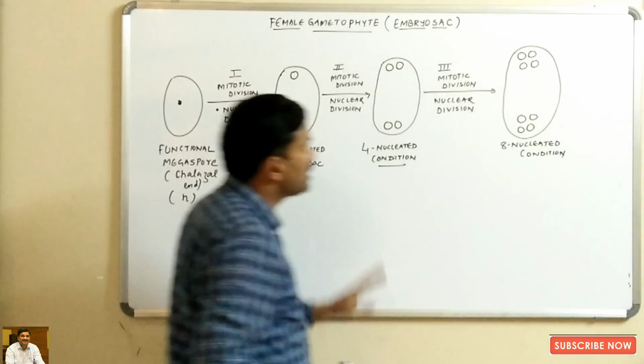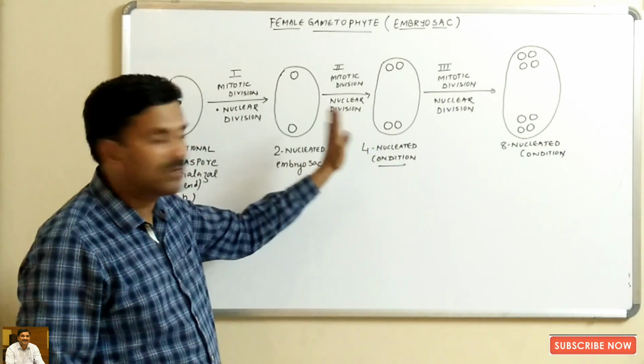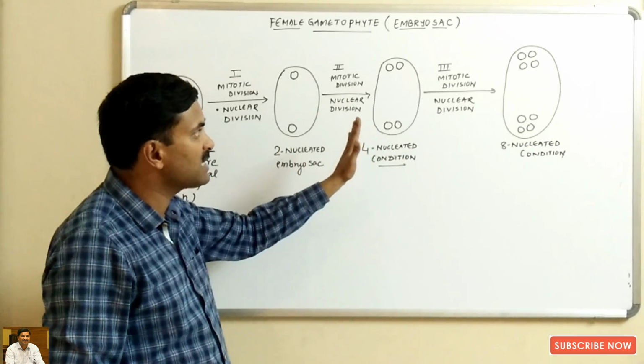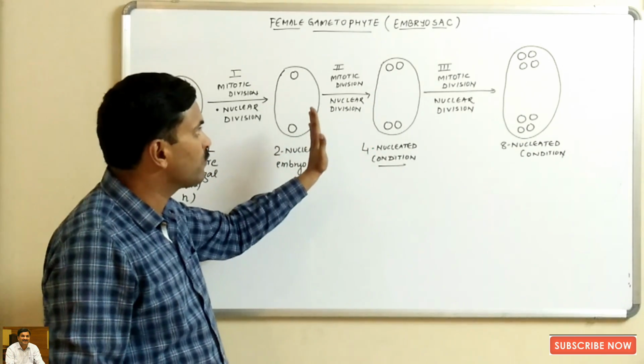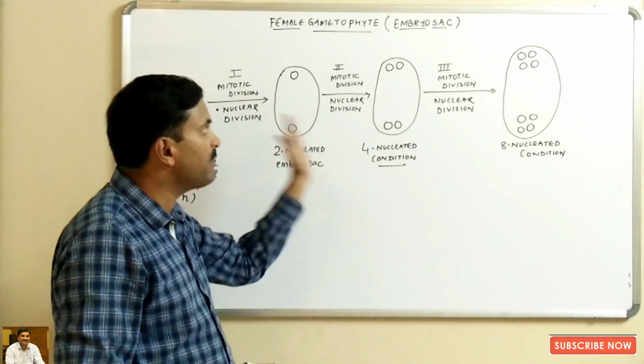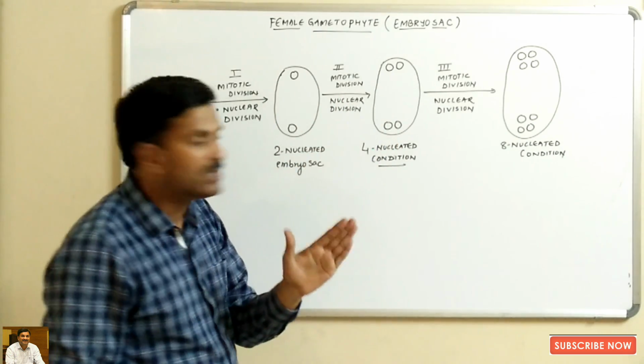Now 3 nuclear divisions have happened, 3 mitotic divisions have happened. No cytoplasm division has occurred. Only nuclear divisions have occurred, and due to the 3 mitotic divisions, an 8 nucleated condition is formed.